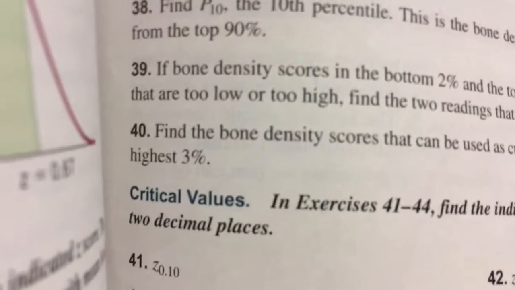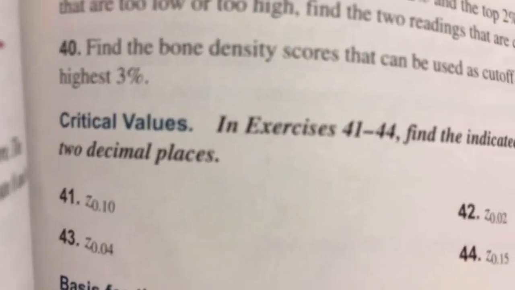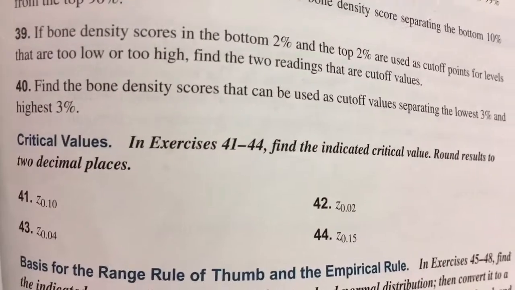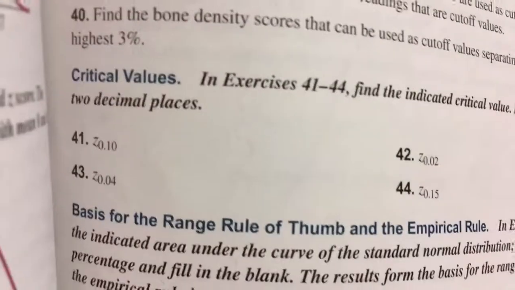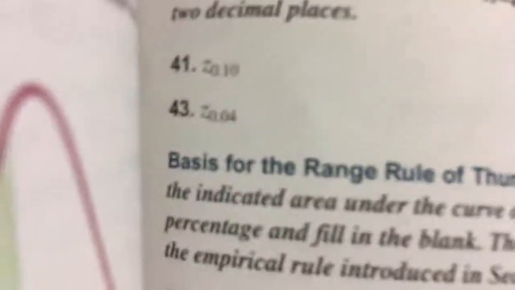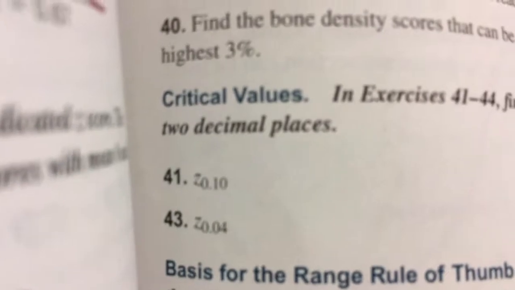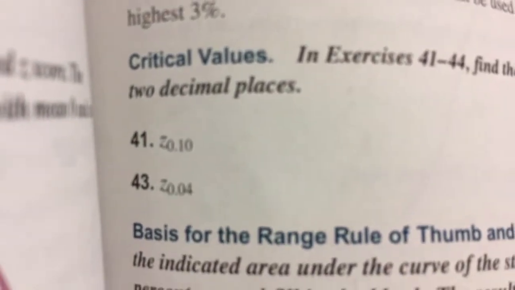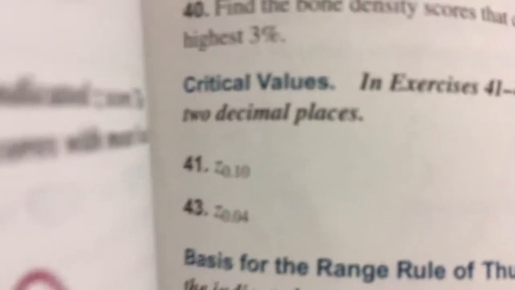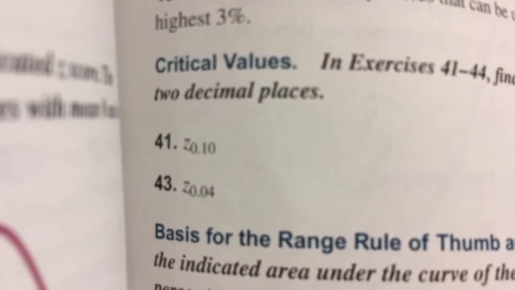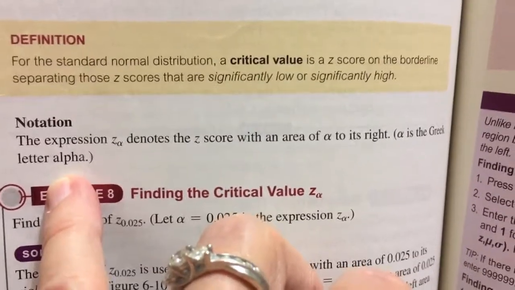And again, those are the answers that they have in the book. The last one in this section is 41. So it says in exercises 41 through 44, find the indicated critical value, round results to 2 decimal places. So we have the z of 0.10. And remember, when we saw this notation for the critical value, we had this little notation in the book.